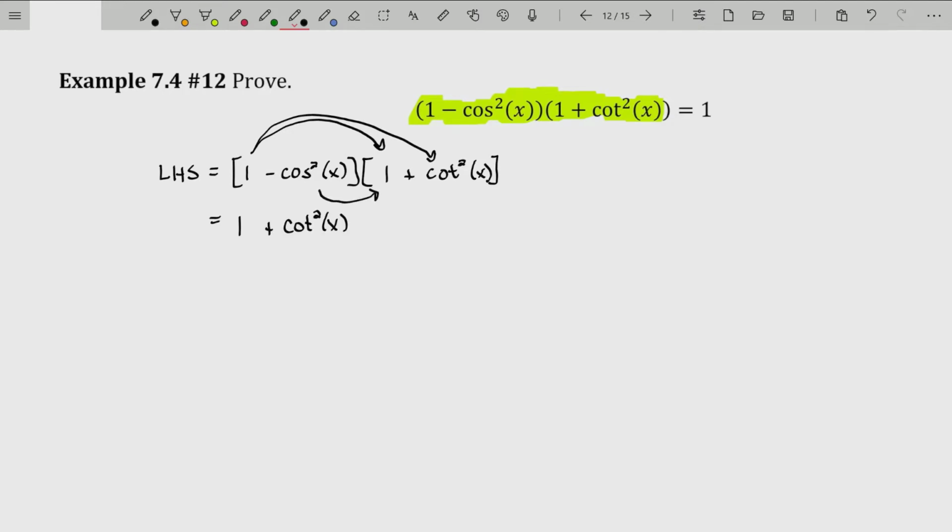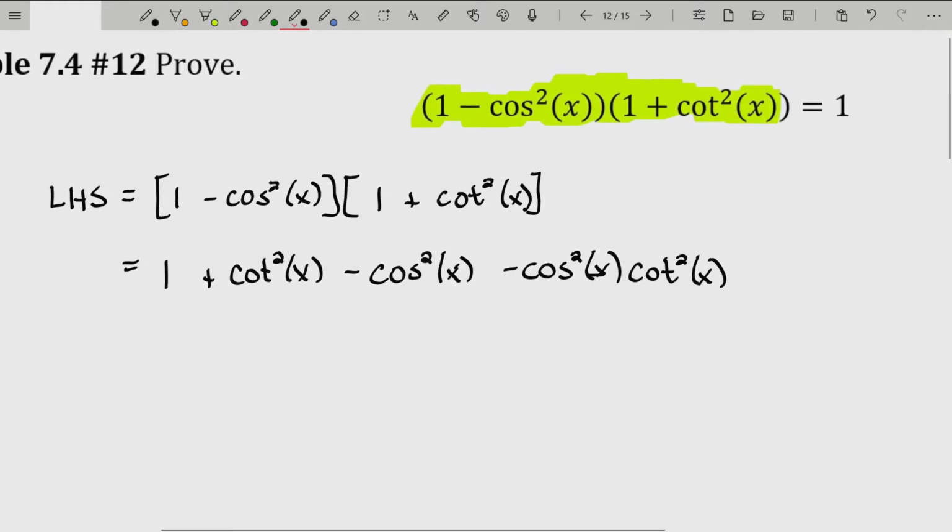A negative cosine squared times 1. So negative cosine squared of x. And finally, a negative cosine squared times a cotangent squared. Now, obviously, that does not look like the number 1, and they tell us that should be the number 1. But the good news is I have a number 1 right there. So the rest of this must cancel somehow. So let's see how the rest of this will cancel.